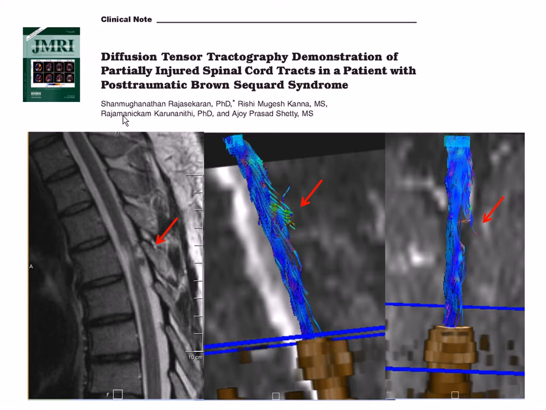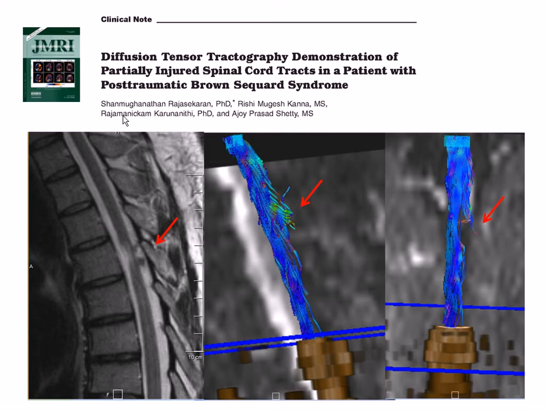Now this is a case we reported in the Journal of MRI. This patient reported to us with a stab injury, and he had complete paraplegia on presentation. And this was the appearance in the MRI on presentation, and you can see that there is a lot of edema. But when we did a DTI for him, it showed that there was only a partial cut of the fibers, and some of the fibers were intact. And sure enough, in 3 months' time, he recovered partially to have a complete Brown-Sequard syndrome.